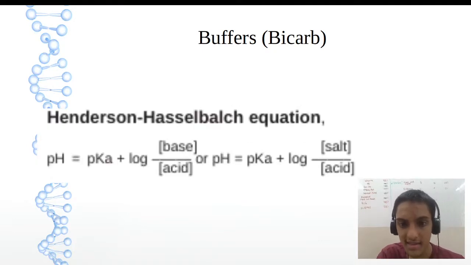Next is Henderson-Hasselbalch equation. That is nothing but pH is equal to pK plus log of base by acid, or in place of base, salt can also be taken. So it is the relation of pH, pKa, the base or the salt and the acid.